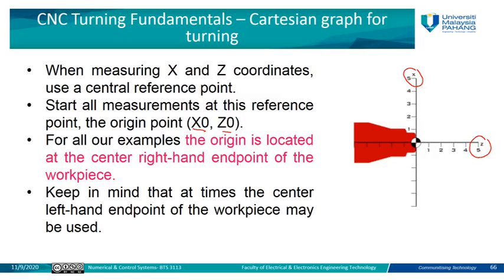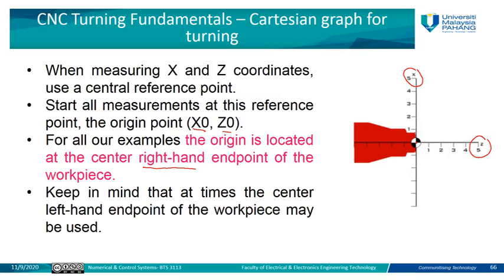The Z-axis is equal to 0 and the X-axis is equal to 0, and we place our workpiece on this area, which is represented by the red area here. This represents our workpiece, and usually the origin point is placed on the center right hand end point of the workpiece. So this is the center. That means the distance from this point to this point is equal to the distance from this point to this point. So it's located at the center, right hand of the workpiece.